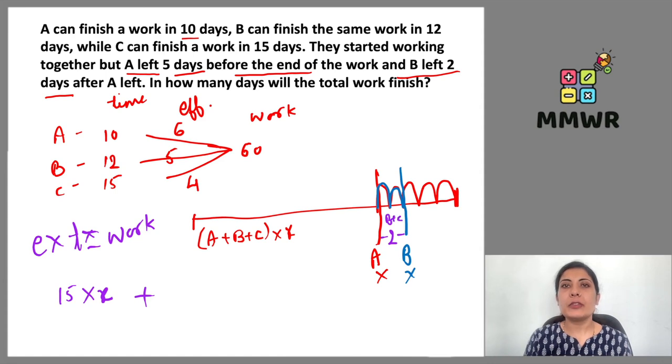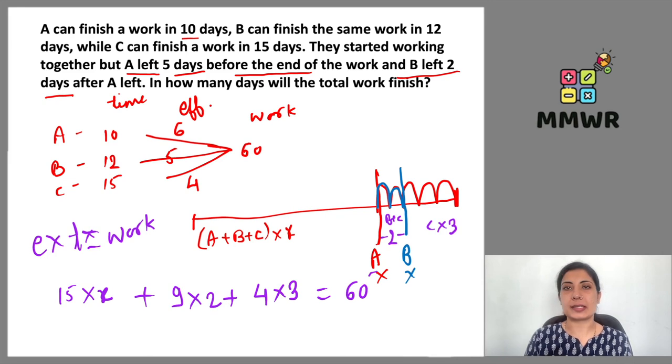So B and C were working here for 2 days because A has left. Now B and C remain. They will work for 2 days, then B will also go, so here C will work for 3 days. Like this we have to understand. So B and C are working with efficiency 9 for 2 days and C is working with efficiency 4 for 3 days, equals total work which is 60. This equation is really very important to create.